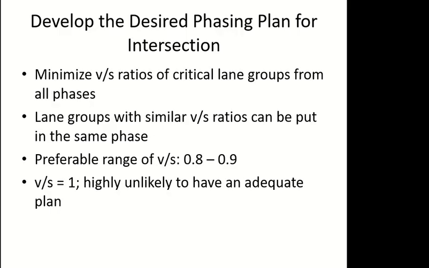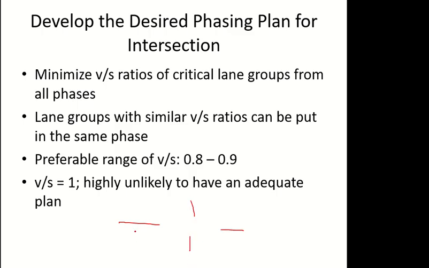Once you have done that, you will develop your phasing plan, so which movements will go together and so on. Once you develop the phasing plan, you will sum the V by S ratio for all the critical lane groups. Okay, so I have a critical lane group in this direction, in this direction, in this direction, in this direction.